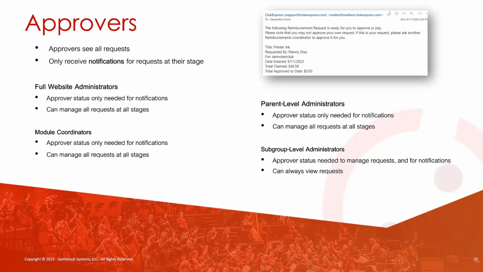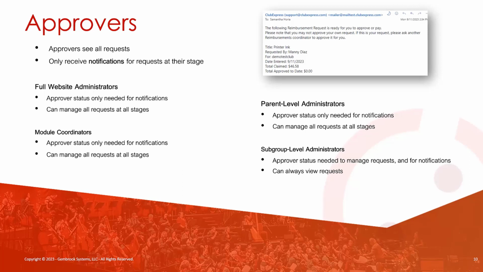Without approver status, all they can do is view requests. So again, subgroup level administrators are not inherently given access to manage expense reimbursement requests. They have view access, but you'll need to give them approver status in order to give them the ability to manage those requests.